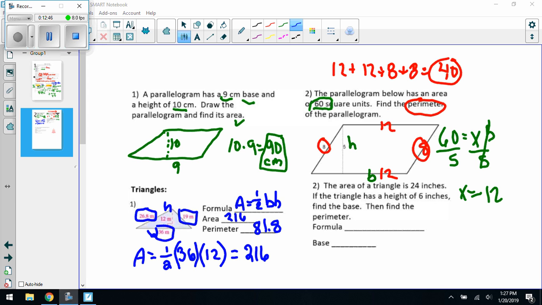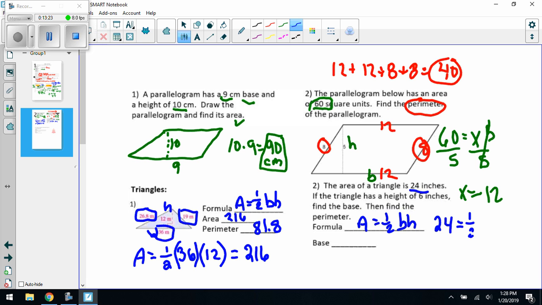Number 2, the area of the triangle is 24 inches. So let's underline important terms here. If the triangle has a height of 6 inches, find the base, then find the perimeter. Okay, so we're going to go back to our triangle formula and rewrite it, this area. Remember, they want us to find the base and then the perimeter. So we're going to plug in what we know. In this case, we know that the area is 24. So we're going to plug 24 in for A. 1/2 is always 1/2 in this equation.